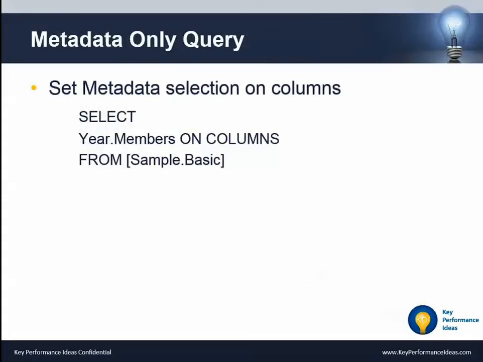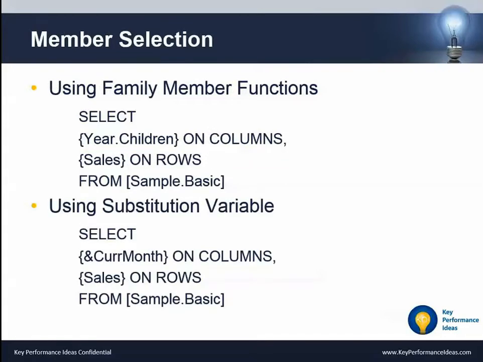So again, a metadata selection, you could go ahead and just select the members of your Year dimension on your columns, and that's going to give you all of your months and your quarters in this scenario. I'm going to be honest with you, I don't know exactly when you might use this, but if you were just trying to drill down and see how things rolled up for a certain number, then you certainly could do this on your columns. But really, you're going to be using this to pull back data.